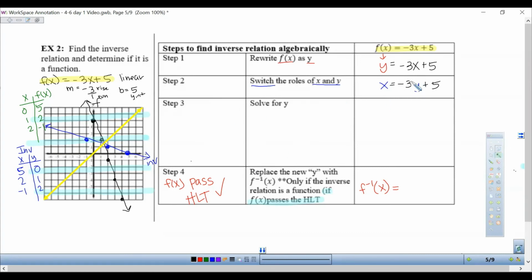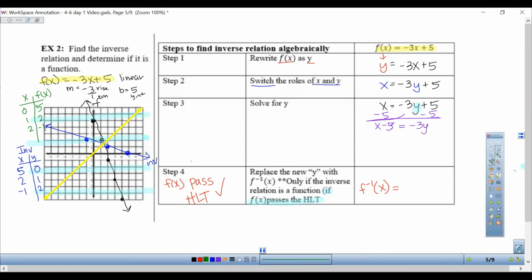So I need to isolate my y. I'm just going to rewrite my equation. And I'm looking for this to be isolated. So since it's being multiplied by negative 3 and added with 5, I want to undo the 5 first. So I'm going to subtract 5 from both sides. Notice that I cannot actually subtract 5 from x. So I just write that as x minus 5 is equal to negative 3y. Sorry, that got a little messy.